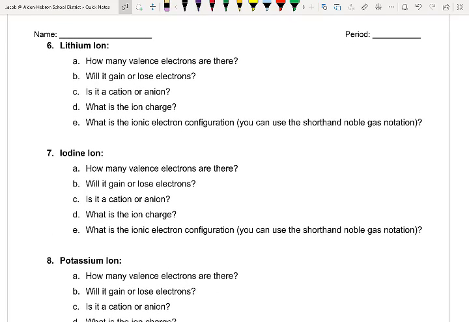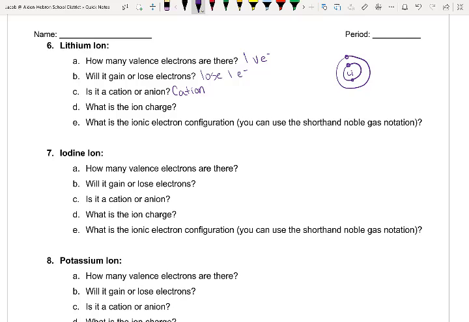Lithium. This one's a little bit shorter. We can draw this one. So lithium, we have 2 here, 1 here. It has a total of 3 electrons in lithium. So it has only 1 valence electron. It's going to want to lose that 1. It is going to be a cation because it's losing that electron to become positive.